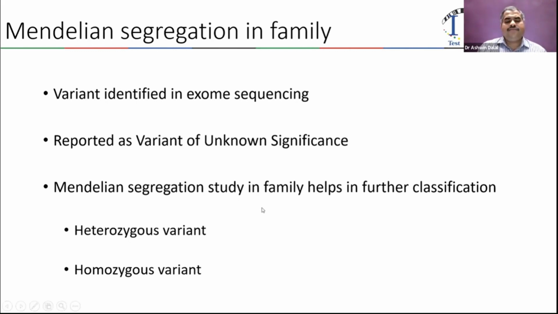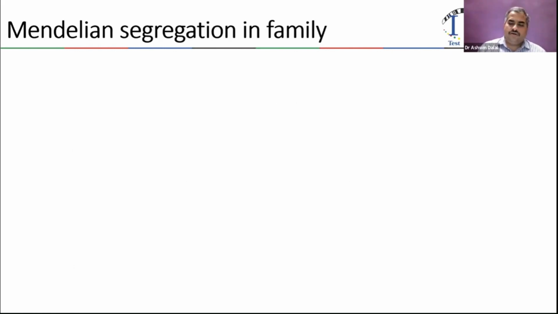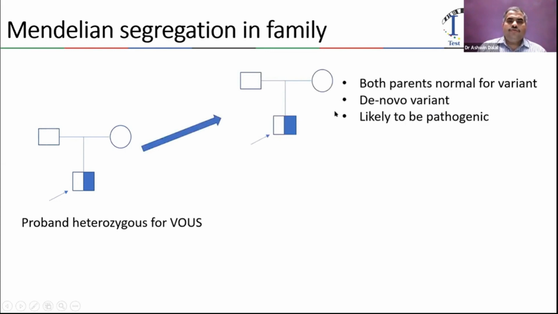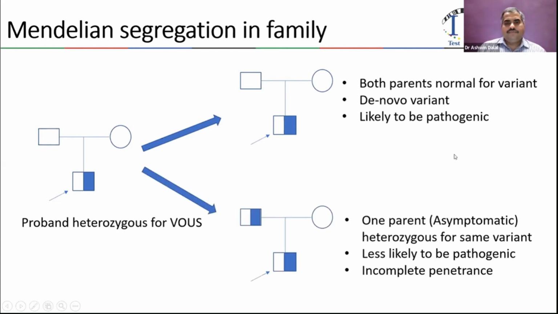So Mendelian segregation in the family helps us to further classify a heterozygous or a homozygous variant into disease causing or not. So let us see in a heterozygous variant. When the proband has a heterozygous variant and it is classified as a variant of unknown significance, here we do the segregation analysis in the parent. So we do Sanger sequencing for the same variant in the parent. When both parents do not have this variant, we can interpret that this is a de novo variant and hence likely to be pathogenic.